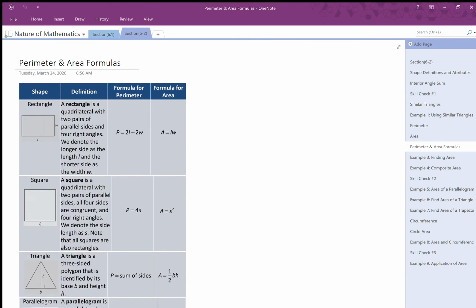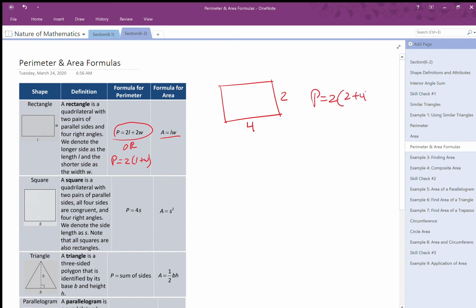So here are our formulas. If we have a rectangle, the perimeter is 2 times the length plus 2 times the width. Or you can say perimeter is 2 parentheses length plus width. Both are correct. If we have a rectangle, area is length times width. So if we look at an example here, perimeter is 2 times 2 plus 4. Perimeter is 2 times 6, which is 12. We would say the area is 2 times 8, which is 16 units squared, versus just units for the perimeter.